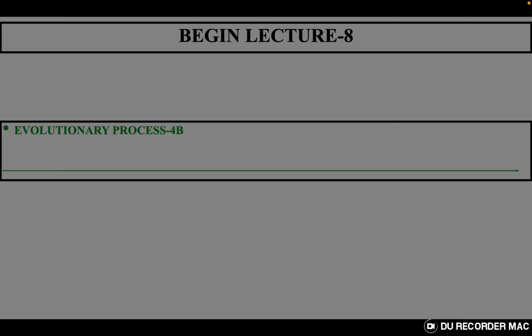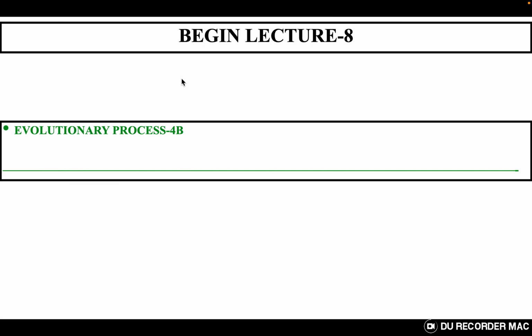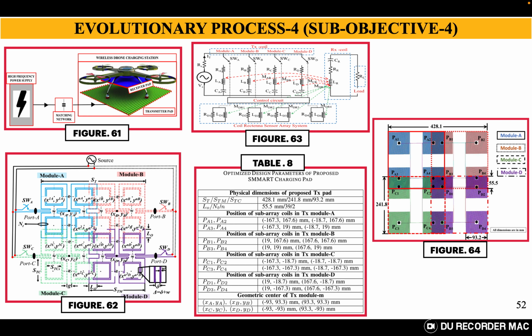Let's discuss lecture number 8, under the same evolutionary process. It is 4b. Now you see, this is figure 61. We have taken an application as drones, and figure 62 represents the proposed design.